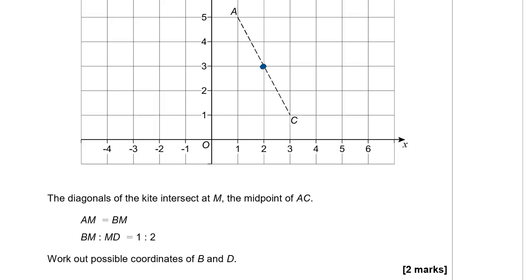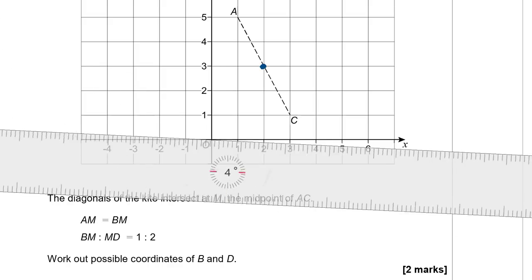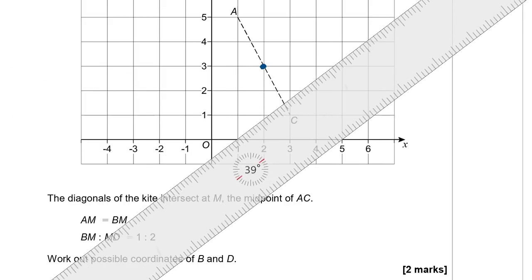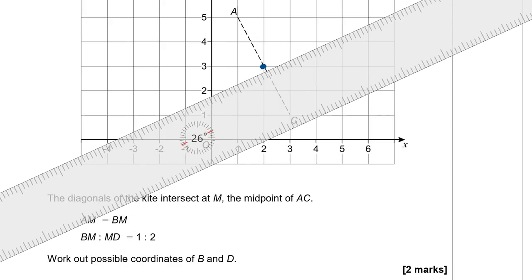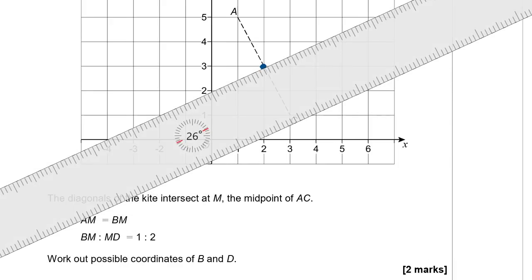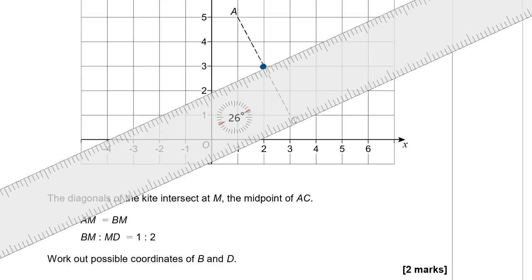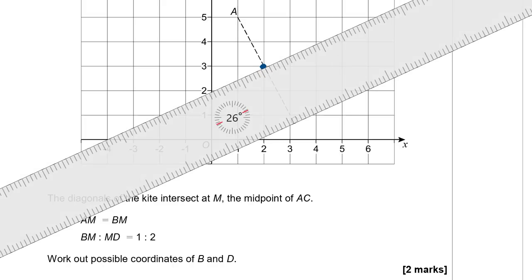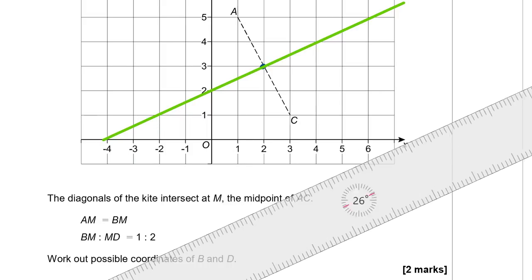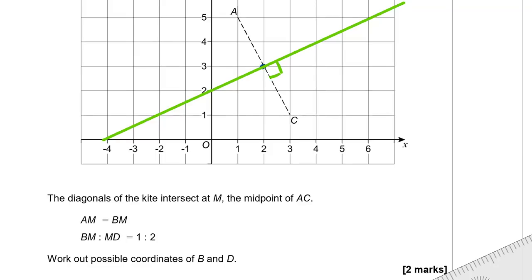Now, if you know anything about kites, you should probably know that their diagonals intersect at right angles. So the other two points of this kite are going to lie somewhere along this line here. I'm just going to draw this in as a guideline, in a different color. So you see that's at right angles. So our other two points of the kite are going to lie somewhere on this line.